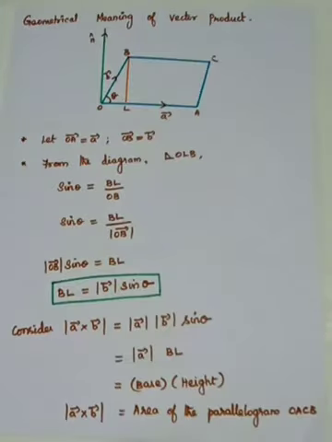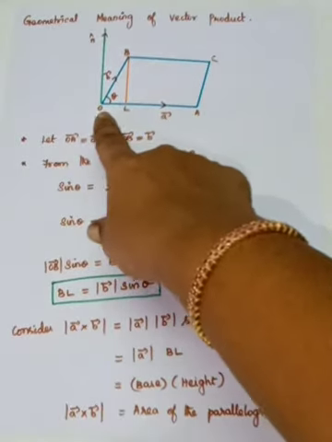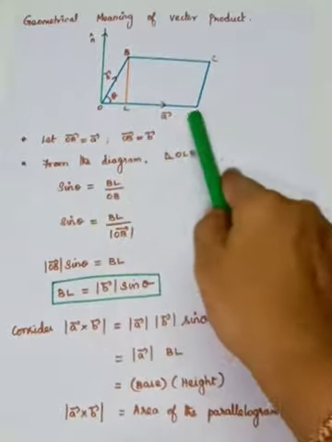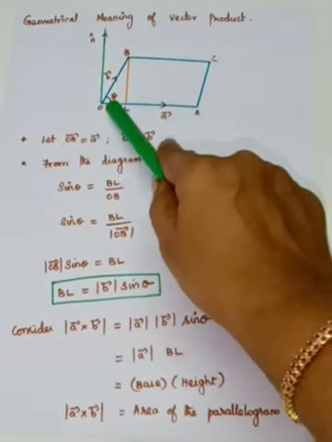Okay. Next we are moving to the geometrical meaning of vector product. Already we have seen the geometrical meaning of scalar product. In the same way we are moving to find the geometrical meaning of vector product. For that I have considered two vectors. One is OA vector, that is A vector. Another one is OB vector, that is B vector. What is the angle between them?